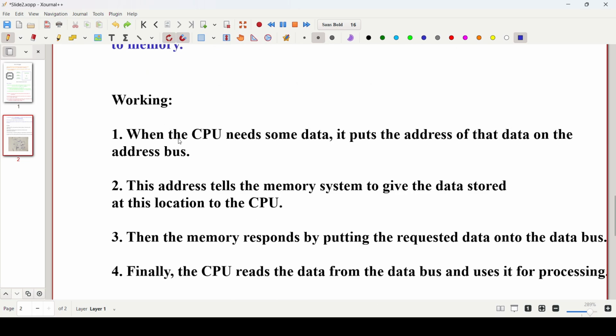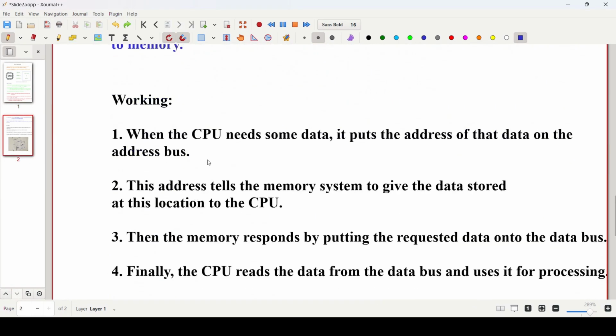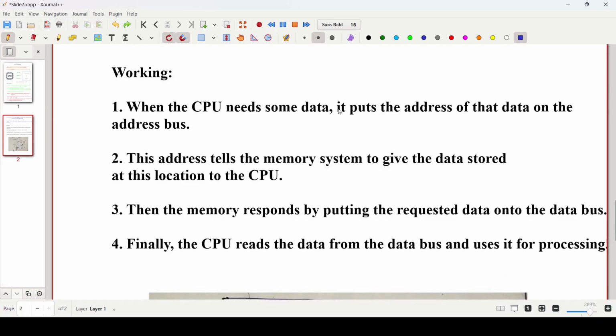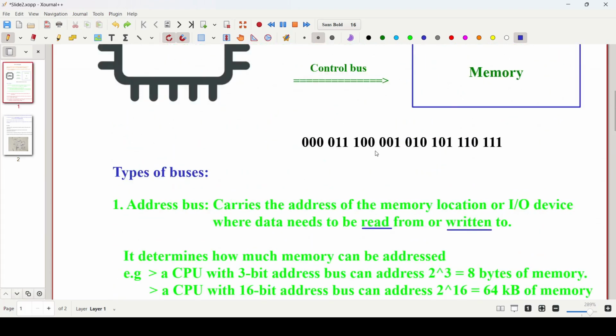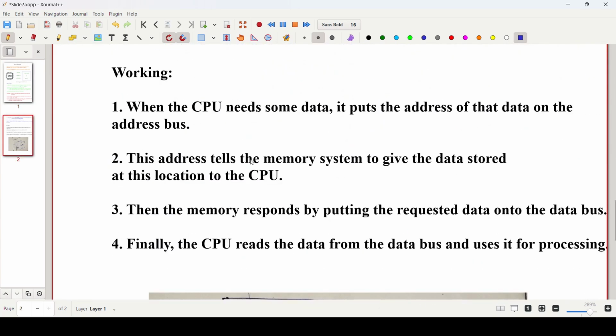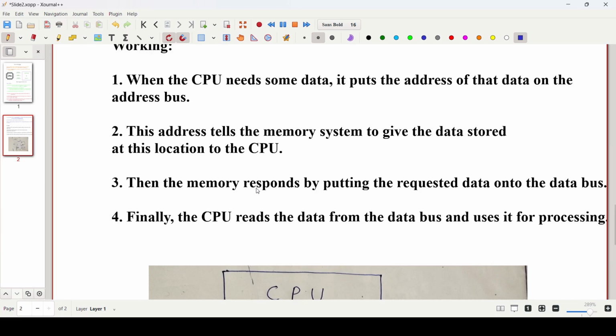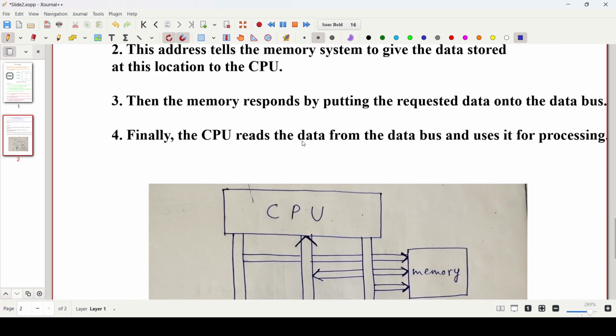Now let us discuss the working of all these three buses: address bus, data bus, and control bus. When the CPU needs some data, it puts the address of that data on the address bus. Suppose the CPU wants to fetch the data present at address 100. This address will be loaded on the address bus. The address bus tells the memory system to give the data stored at that location to the CPU. Then the memory responds by putting the requested data onto the data bus, and finally the CPU reads the data from the data bus.